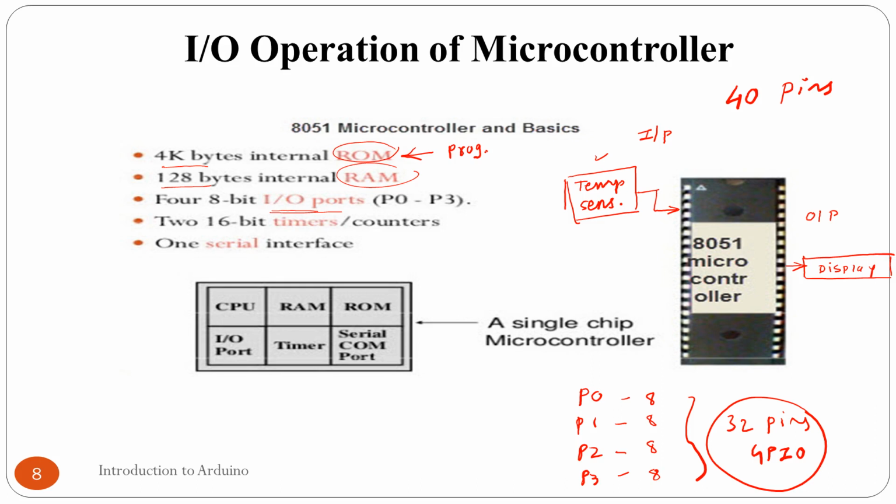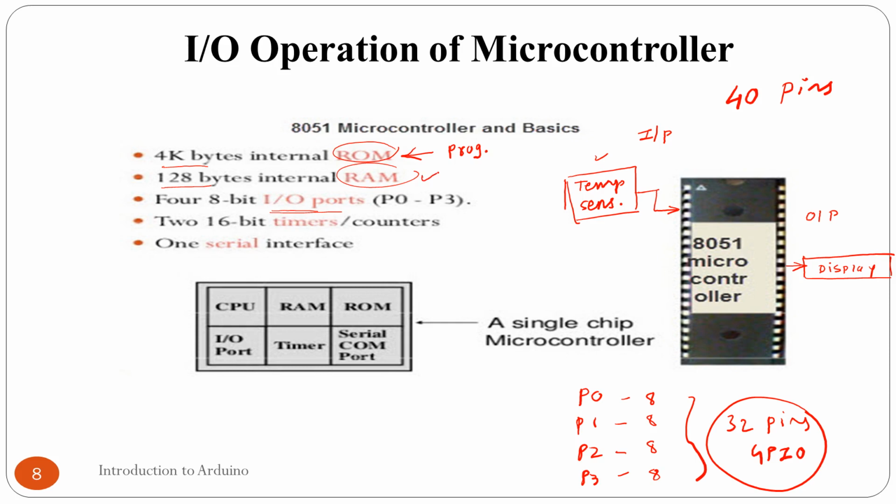It also has 128 bytes of internal RAM memory. RAM stands for random access memory. This RAM memory is used to store temporary data. What is meant by temporary data? Suppose you are processing certain things, like reading the sensor data and then displaying this sensor data on the display device. In between this operation, if you want to temporarily store the data inside the memory, that data is temporarily stored in the RAM memory.